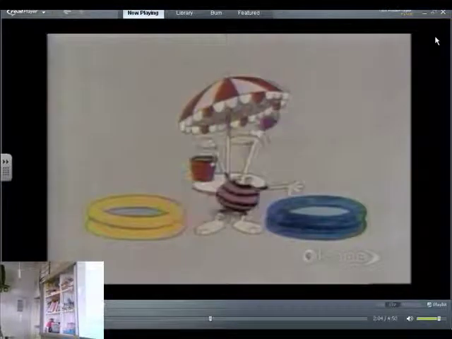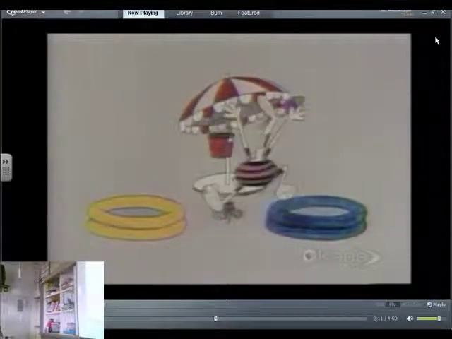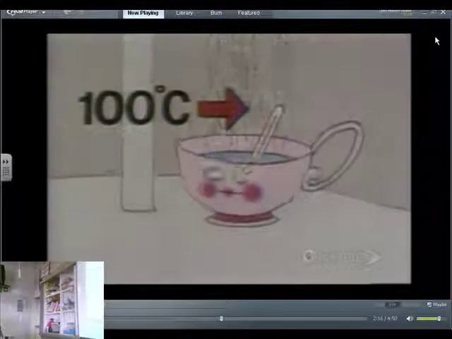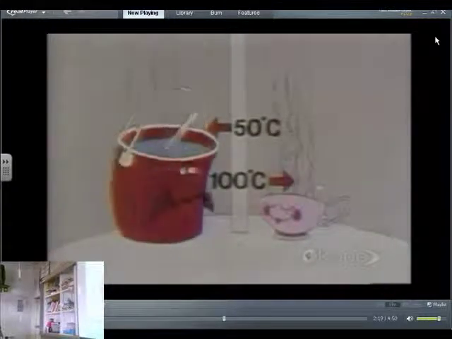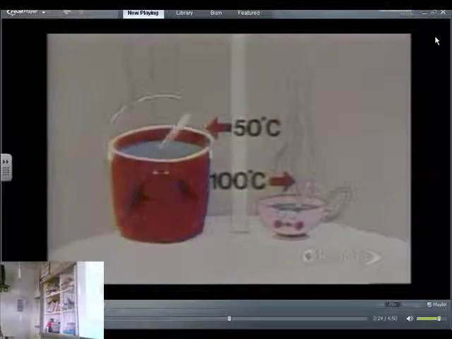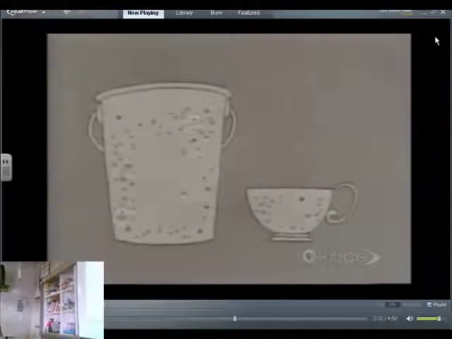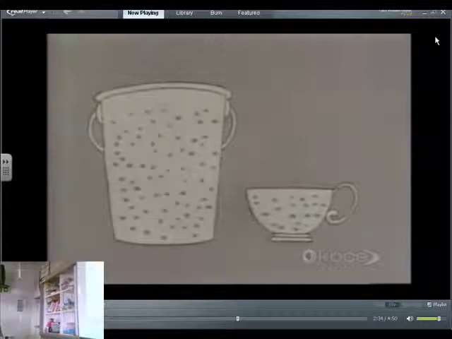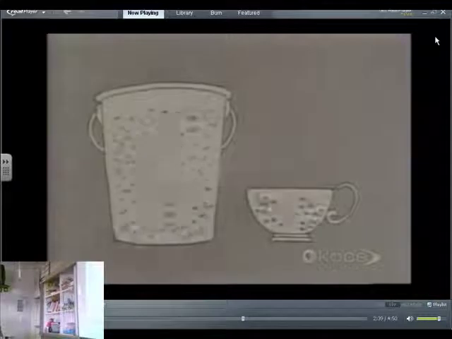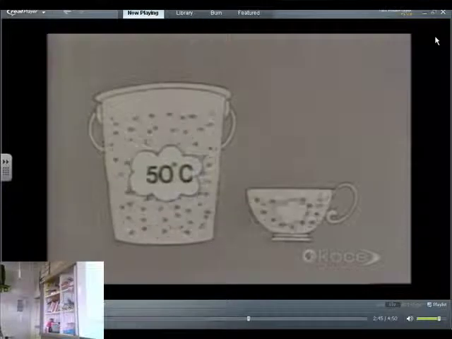Now pour the bucketful of 50-degree water into the blue pool. How does that feel? Quite a bit warmer? Aha! So even though the water in the cup was considerably hotter than the water in the bucket, the 50-degree bucket water is much better at heating up swimming pools than the 100-degree cup water. Why is this? Well, let's look at the facts. The bucket obviously contains many, many more water molecules than the cup does. The temperature of the average molecule in the bucket is 50 degrees, and the temperature of the average molecule in the cup is 100 degrees.